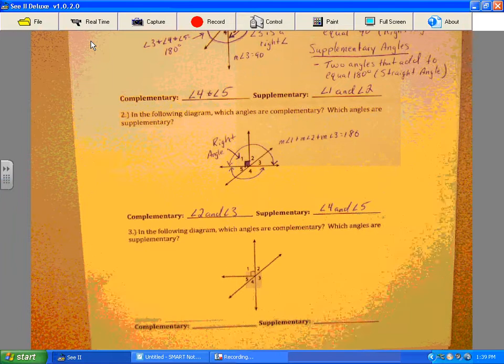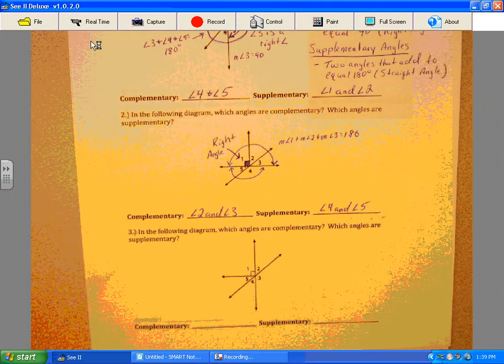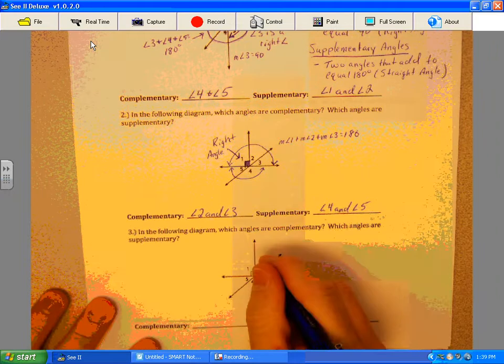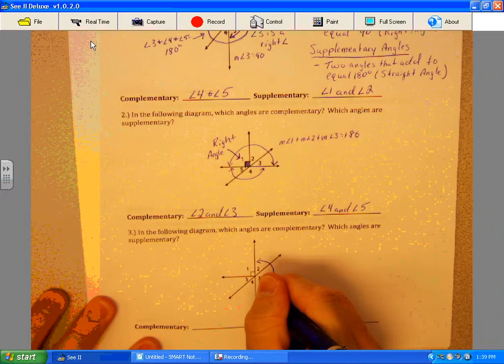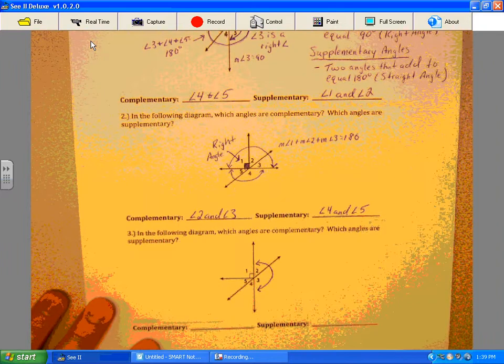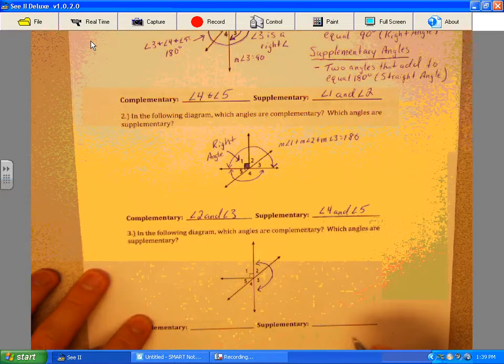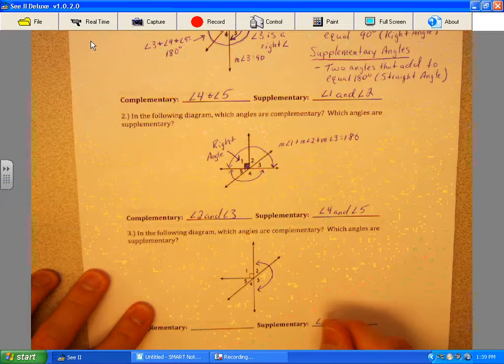Looking at the last example here for this remediation lesson, we see that angles 2 and 3 form a straight angle. So those two angles are going to add together to be 180. So that means angle 2 and angle 3 are supplementary.